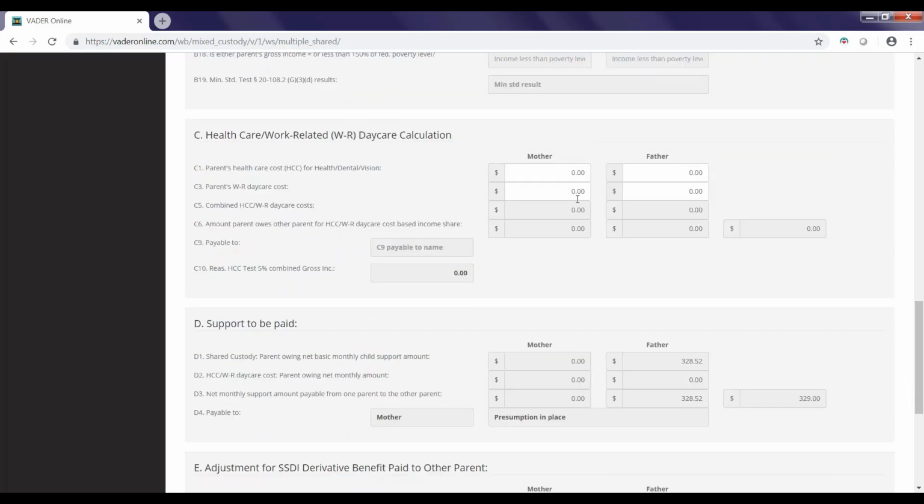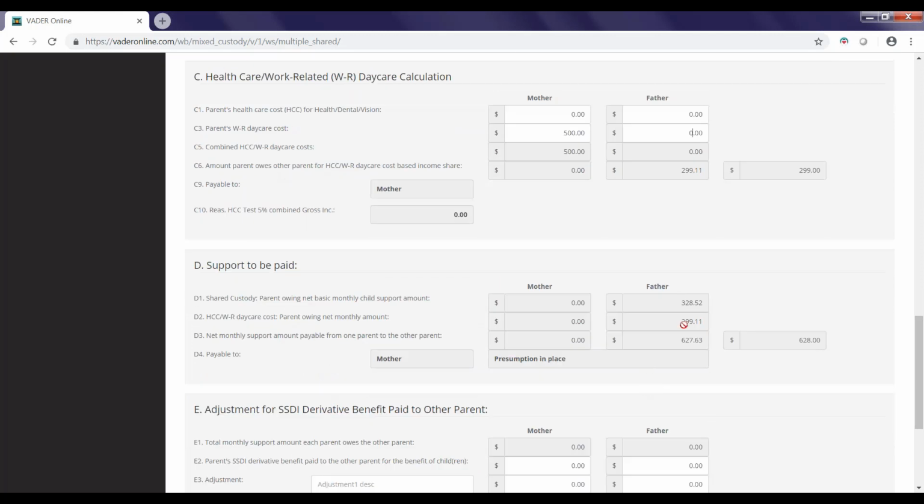Now, in terms of work-related daycare, let's assume again that the parties are sharing custody, but let's assume that only the two youngest children require daycare. And let's say that mom pays that bill for the younger two entirely. She pays that directly at $500 per month. Dad is going to owe her an additional $299 for that.